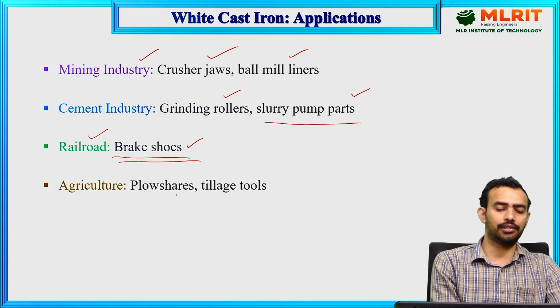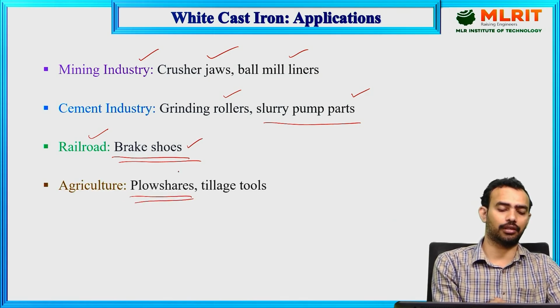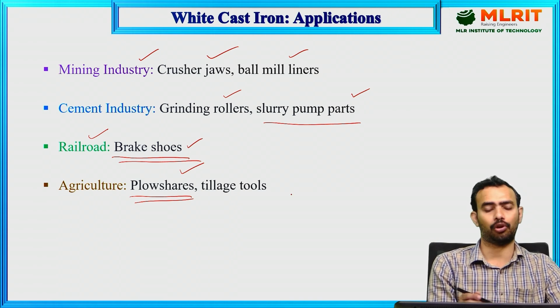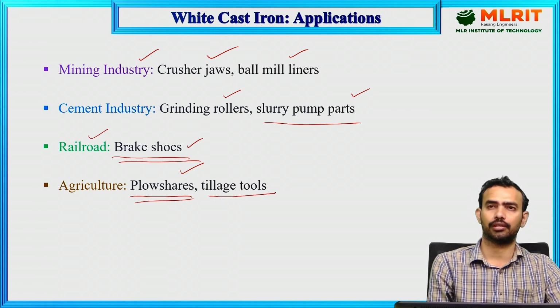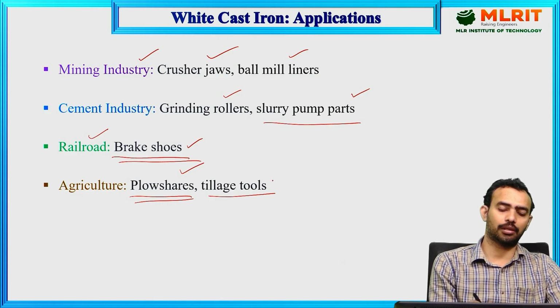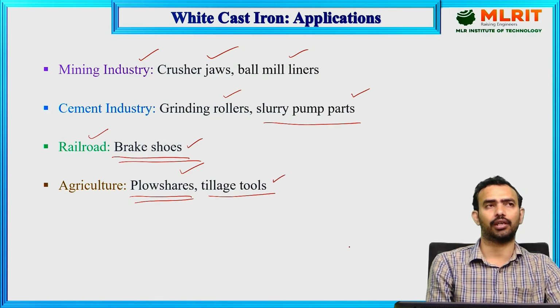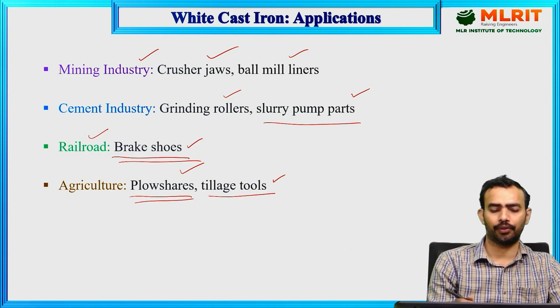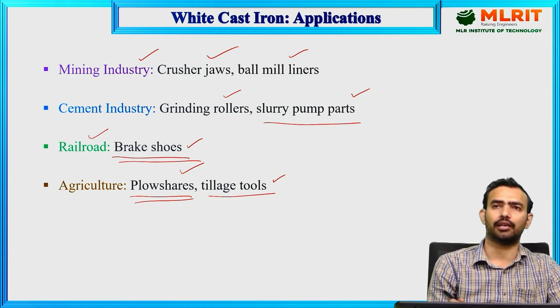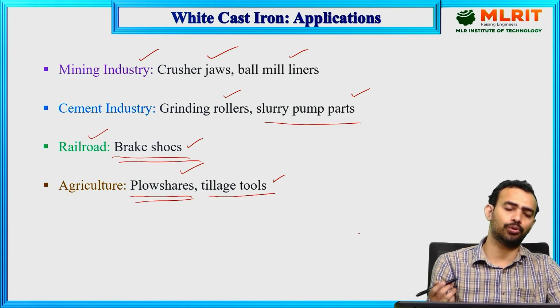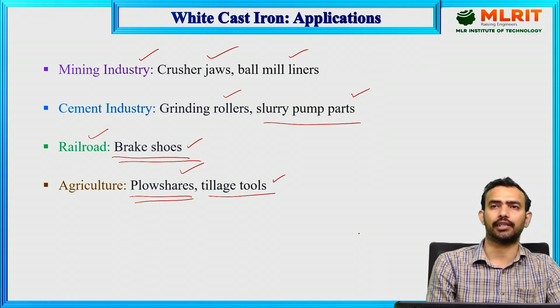In agriculture, we use it for plowshares and tillage tools, where it needs to dig the land. So in these applications, white cast iron can be used. Your tillers, like JCB and earth movers, those tools are basically manufactured out of white cast iron.